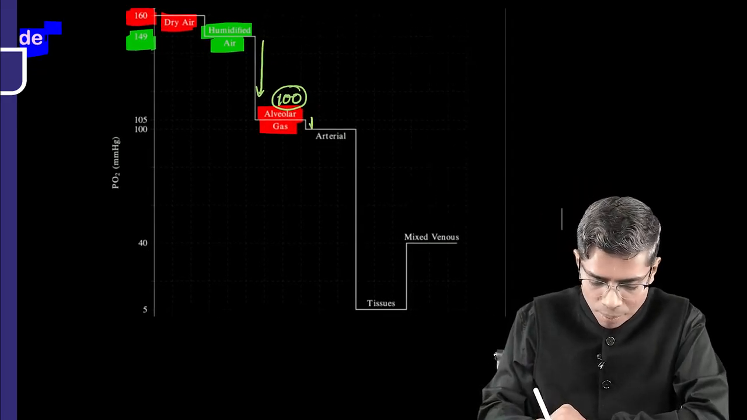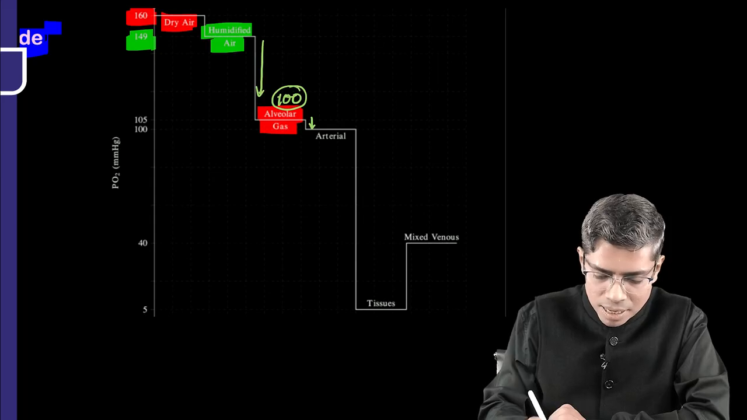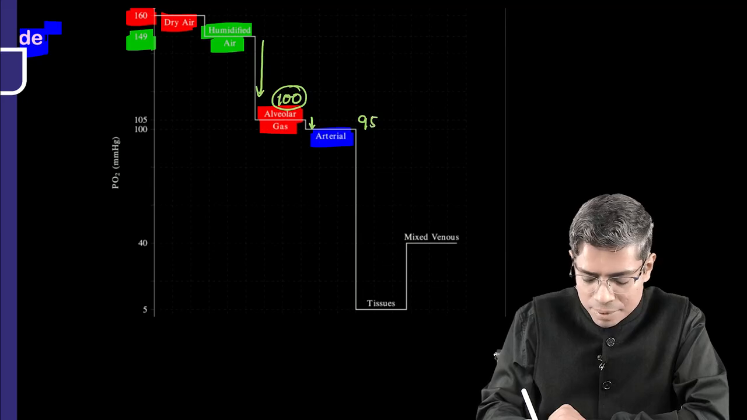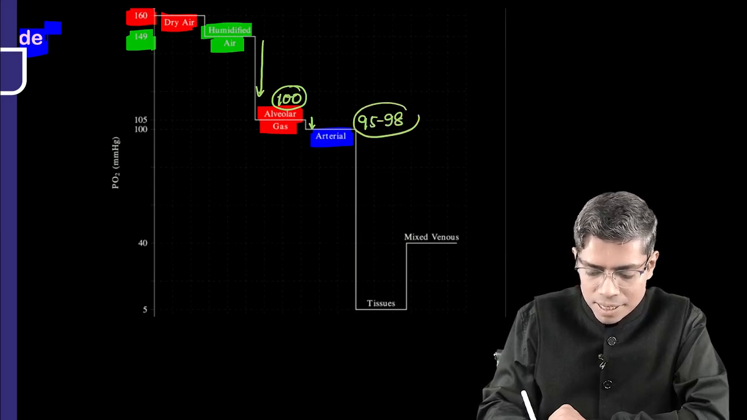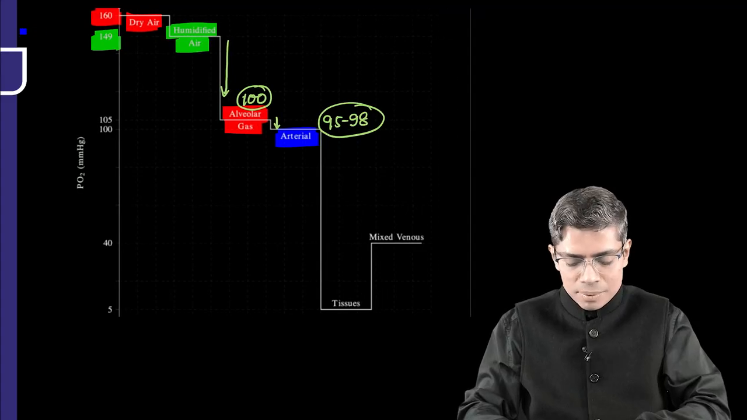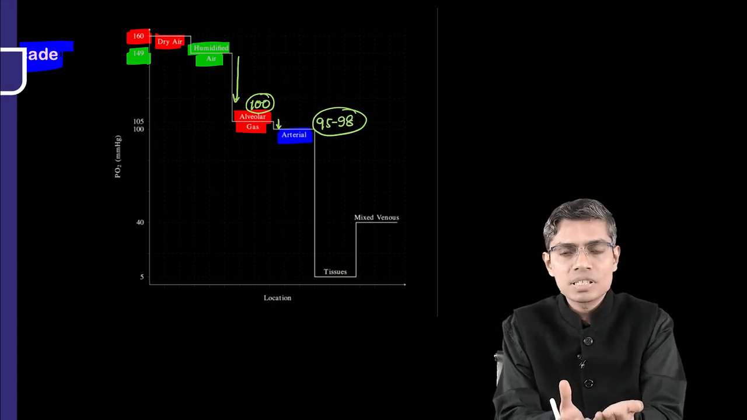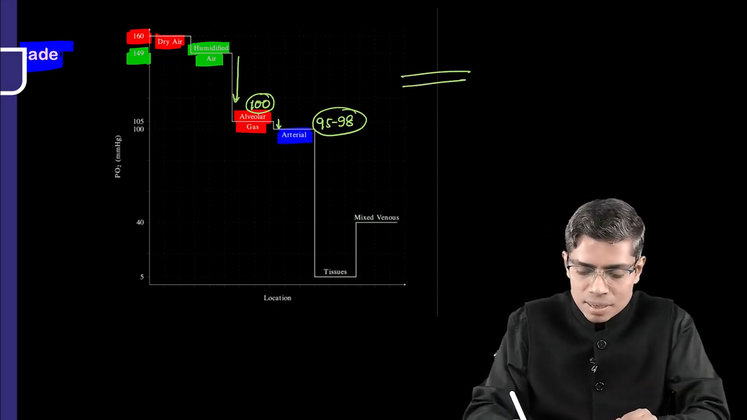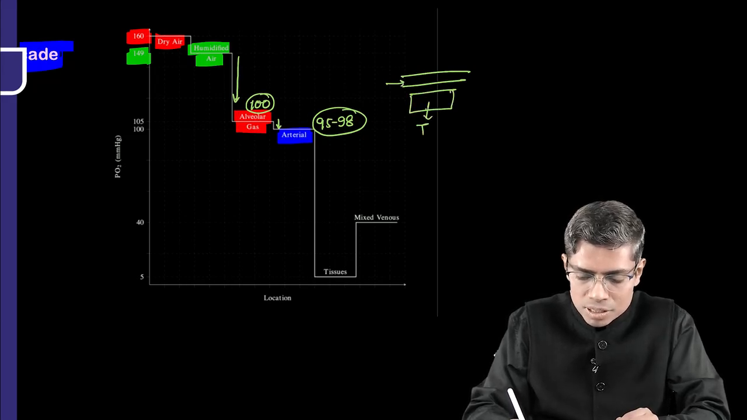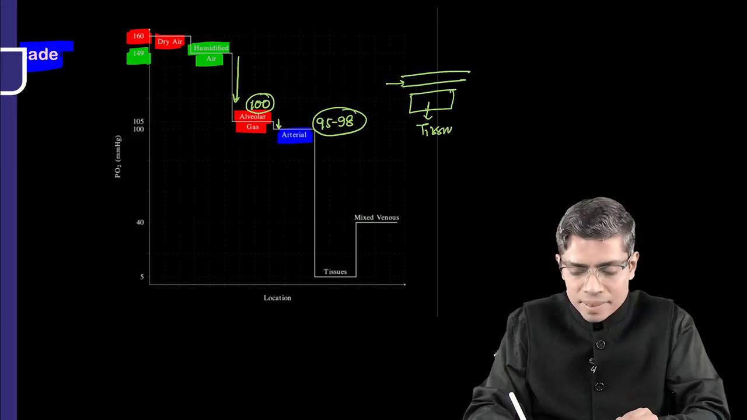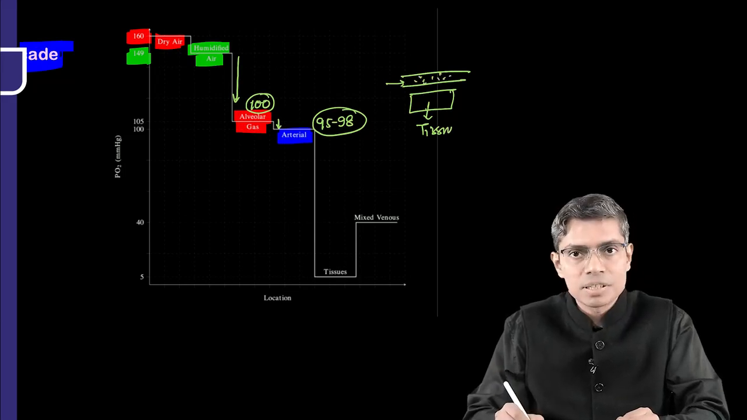And there is a little drop at the level of arterial blood, as you can find out here. The arterial blood drop is little, that is 95 to 98 millimeter of mercury, right? And then if you look at the level of tissue, when this oxygen is delivered at the level of tissue, so this is the arterial blood which is bringing oxygen, and this is the tissue. The tissue oxygen partial pressure has to be lower than that of this capillary blood oxygen partial pressure.